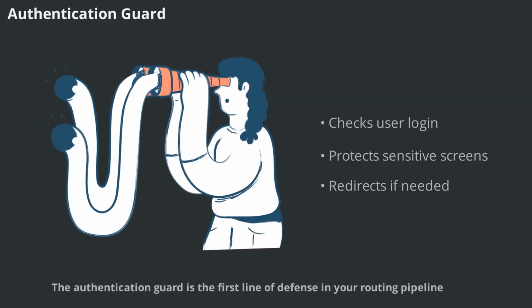The authentication guard is the first line of defense in your routing pipeline. It checks whether the user is logged in before allowing access to protected screens. If the user is not authenticated, the system can redirect them to a login screen or display an appropriate message. This ensures that sensitive features are only accessible to authorized users, maintaining the security and integrity of your app.